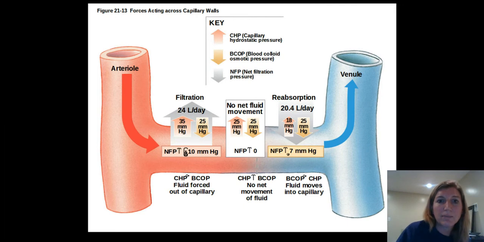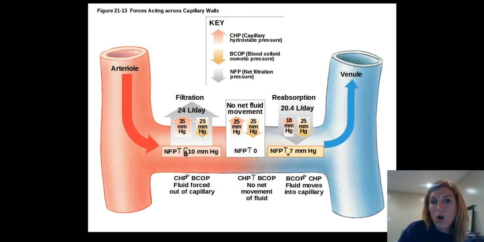Capillary hydrostatic pressure is increased on the arterial end of the capillary. And because it's increased on this side, it's greater than the blood colloid osmotic pressure. It's going to force that liquid out, force all the junk out, all the waste, all the gases, all the nutrients, whatever. In the middle of the capillary bed, there's almost no net movement.